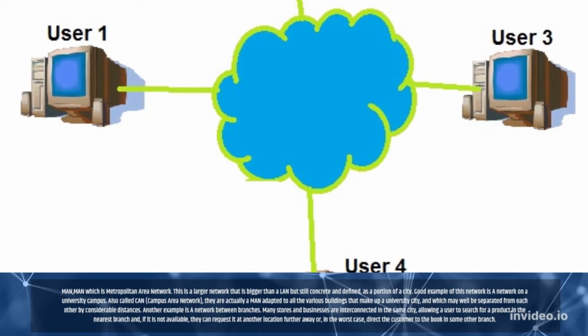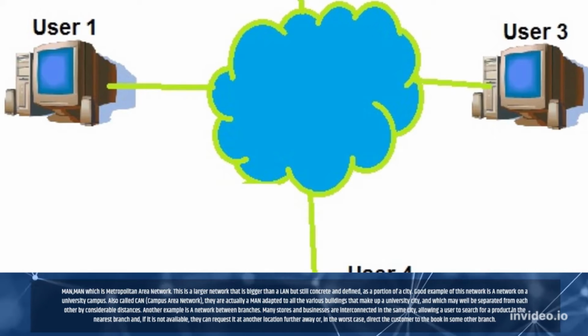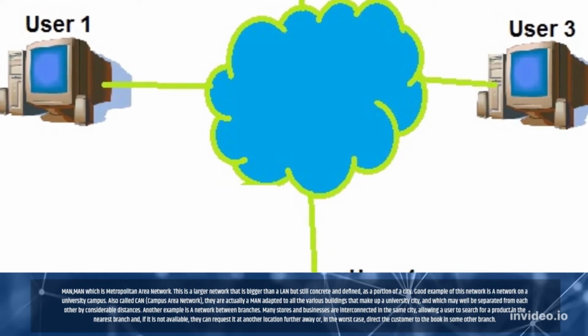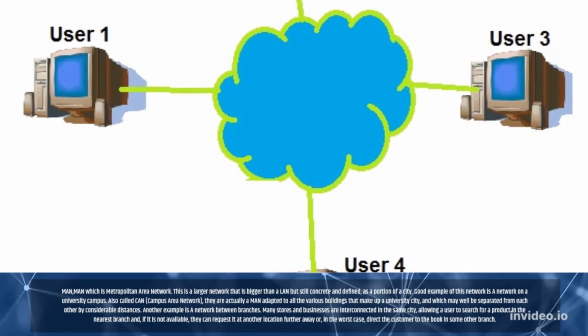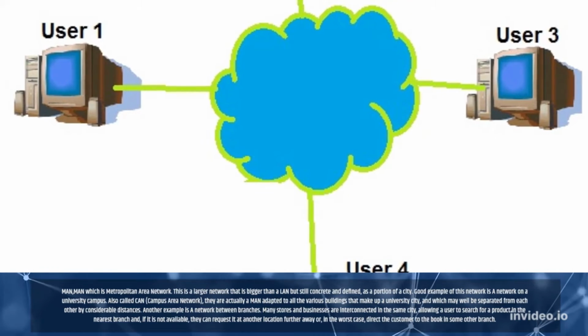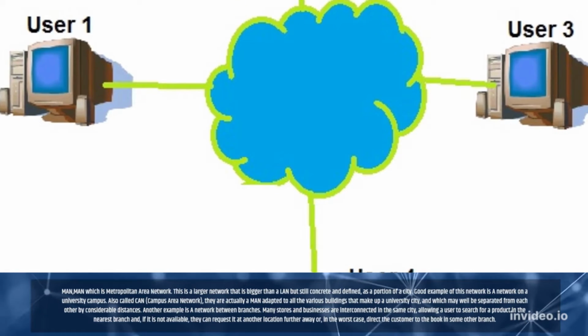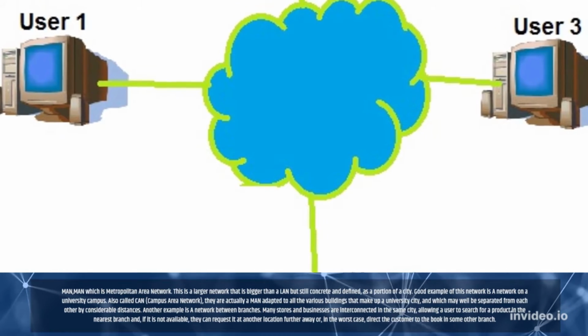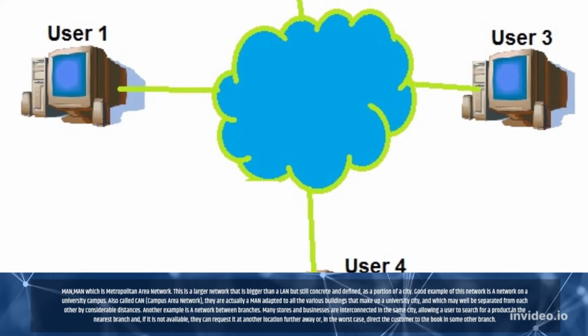MAN, which is metropolitan area network. This is a larger network that is bigger than a LAN, that's still concrete and defined as a portion of a city. A good example of this network is a network on a university campus, also called CAN, campus area network. They are actually a MAN adapted to all the various buildings that make up a university city, and which may well be separated from each other by considerable distances.